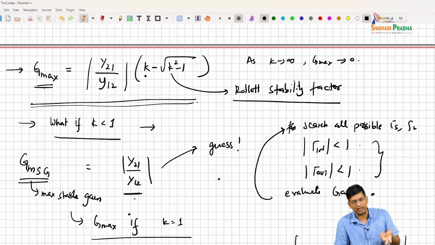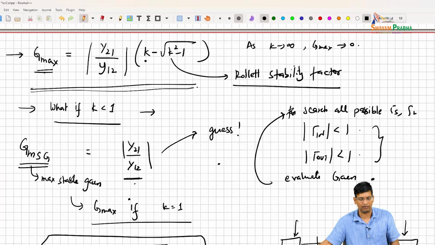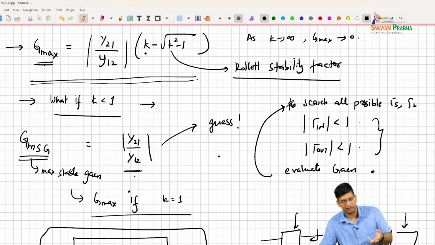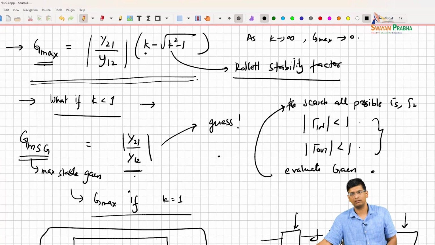And what is actually useful is that when you are designing, you can very quickly get an estimate of how much gain you can get by looking at GMATs. And GMSG, you can take a look to just see if that's sort of like the maximum that you can get, provided you impose like k equal to 1 somehow, right?